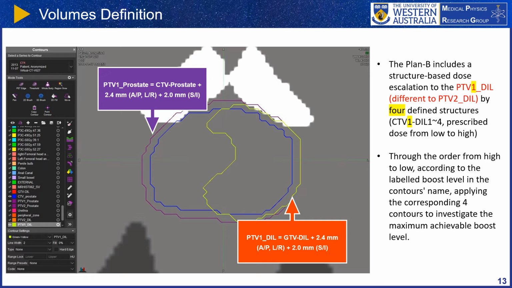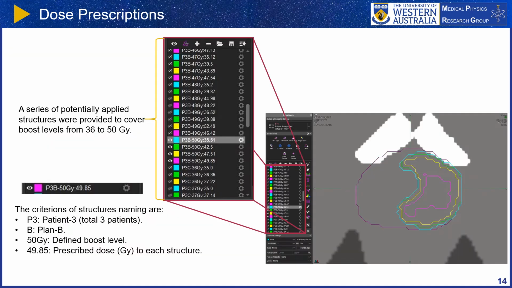Next, because we want to investigate the highest achievable boost level, going in order from high to low according to the boost level labeled in the contour's name, we can apply the corresponding four contours to investigate the maximum achievable boost level. A series of potentially applied structures were provided to cover the boost levels from 36 to 50 gray, in which the planner can select the correct four contours to conduct the heterogeneous integral boost. Because we want to investigate the maximum integral boost level, we're going to start from the 50 gray.